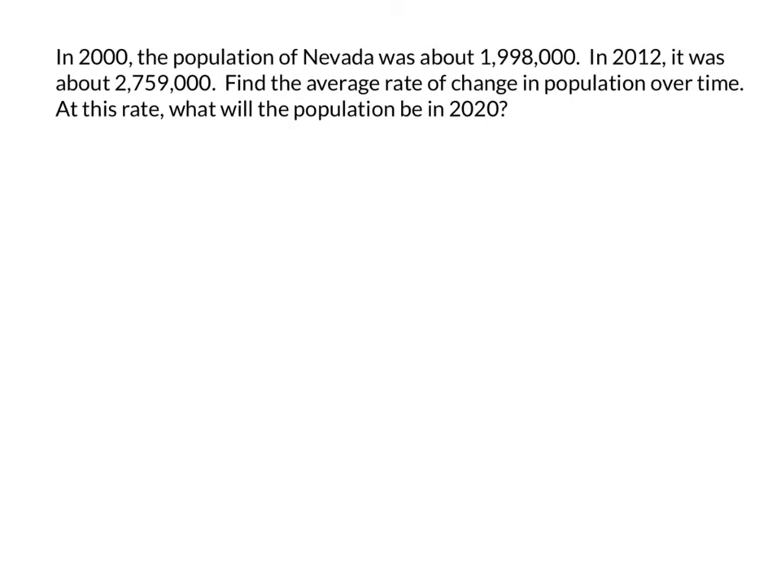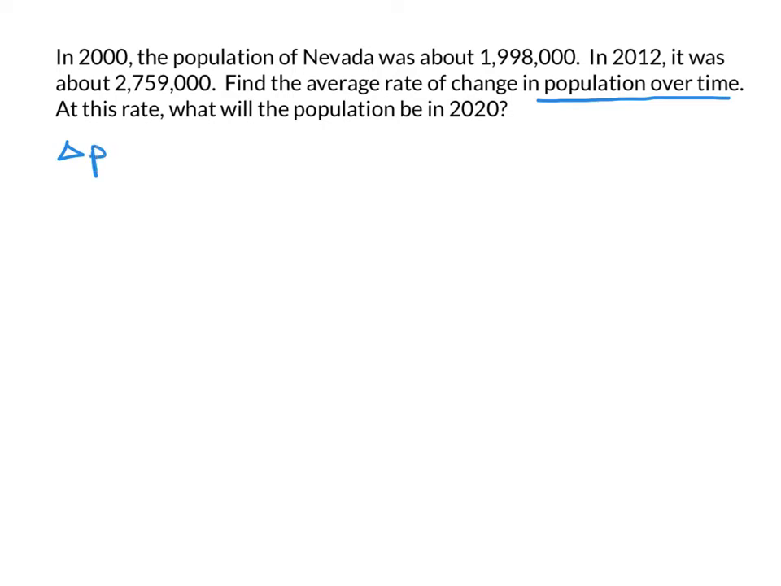So if we look at this example here, in 2000, the population of Nevada was about 1.9 million people. In 2012, it was about 2.7 million people. Find the average rate of change in population over time. And then we'll use this rate to estimate the population in 2020. First of all, finding the rate of change. Go back to the question. It says find the rate of change in population over time. It's worded that way on purpose because when we're trying to find this rate of change, we need to know which quantity is going to go where.